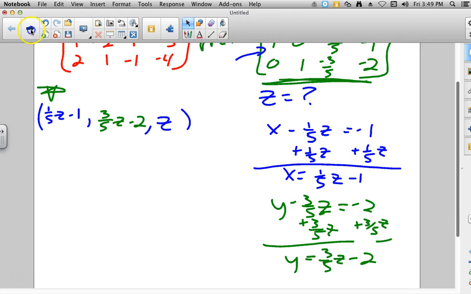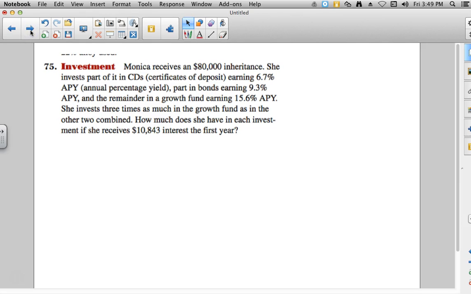Number 75, we have investments. Monica receives an $80,000 inheritance. She invests part of it in CDs, certificates of deposit, earning 6.7% APY, annual percentage yield. Part in bonds at 9.3% APY, and the remainder in a growth fund that earns 15.6% APY. She invests 3 times as much in the growth fund as in the other two combined. How much does she have in each investment if she receives $10,843 in interest the first year?